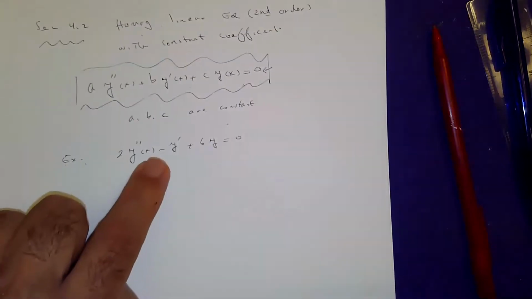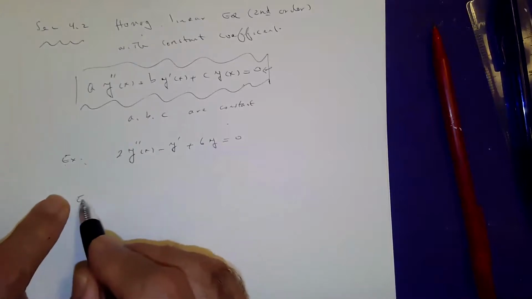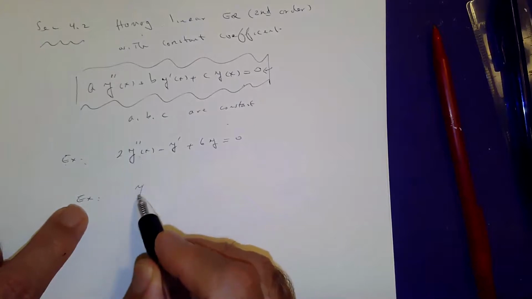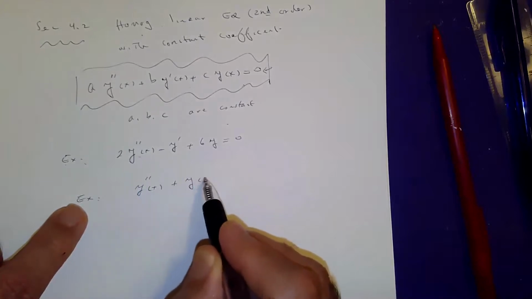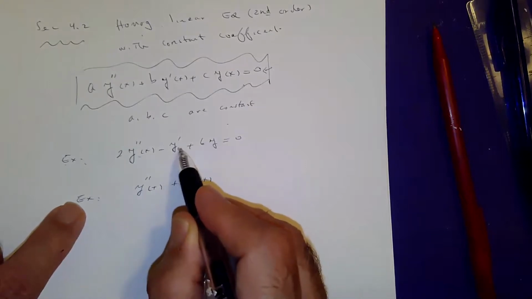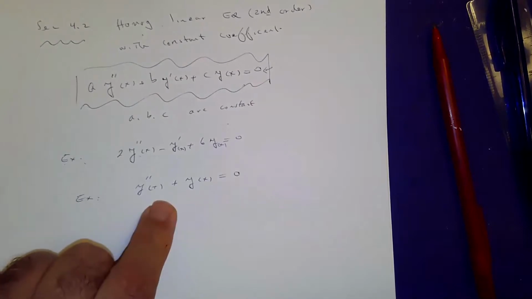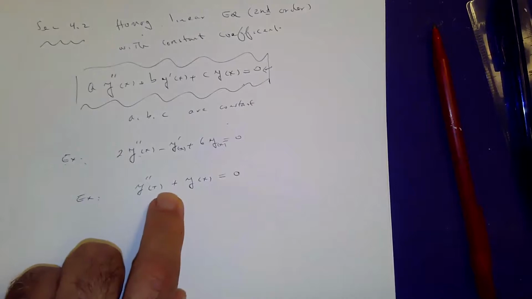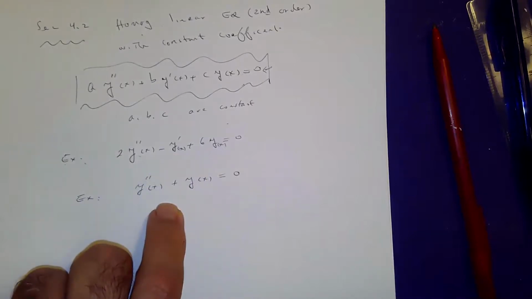That's what we are talking about. But remember, sometimes some of these terms might be missing, except this one. Sometimes I may have this term plus y, and these are, of course, functions of x. But this is still a second order, homogeneous, linear equation, even though this term is missing. That doesn't mean this is no longer linear.